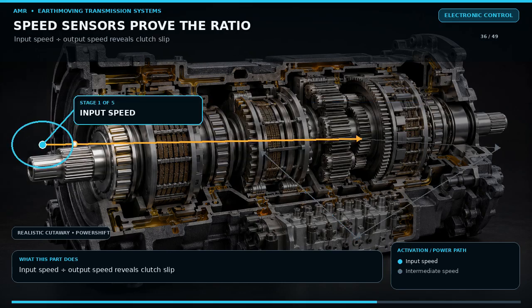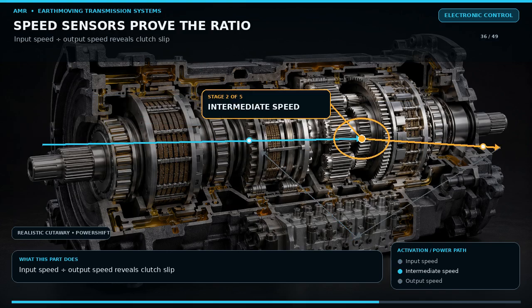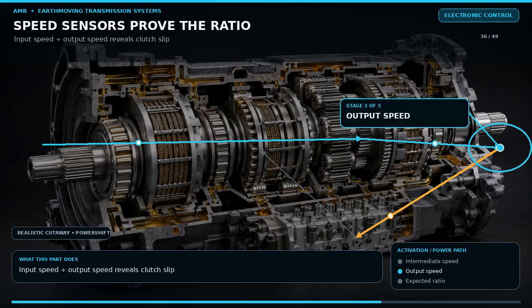Speed sensors allow the controller and technician to see what is actually rotating. An input speed sensor measures the shaft entering the transmission. Intermediate sensors identify the speed of a particular clutch drum or planetary member. The output speed sensor represents vehicle travel before the final drives. In a fixed gear, the relationship between these speeds should match a known ratio.